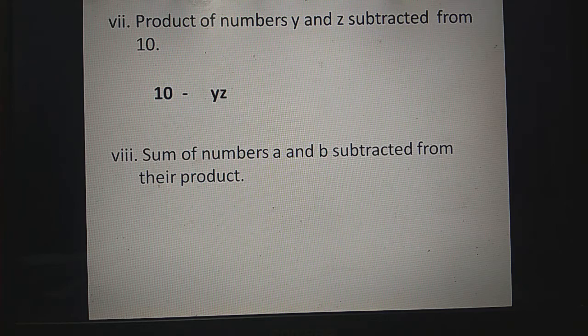Sum of numbers a and b subtracted from their product. Again, product means ab and you have to subtract sum of a and b from ab. From ab means first you will write minus and in the bracket you will write a plus b.